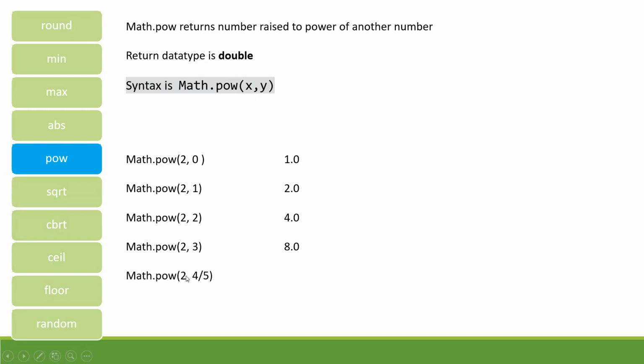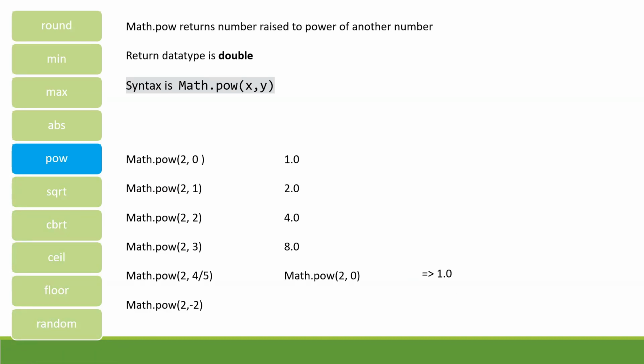If you do math.pow 2 comma 4 upon 5, now this is slightly tricky. So what is this? We first have to evaluate what is 4 upon 5. In Java, both are integers, and integer division over here will give us 0. So it will be math.pow 2 comma 0. And what is a number raised to 0? The answer is 1. So the answer will be 1.0 in this case, of data type double.